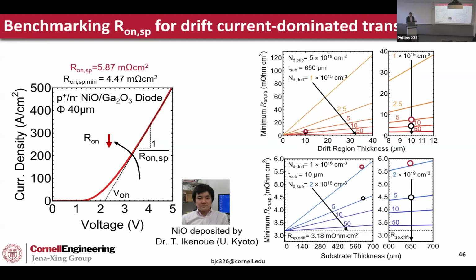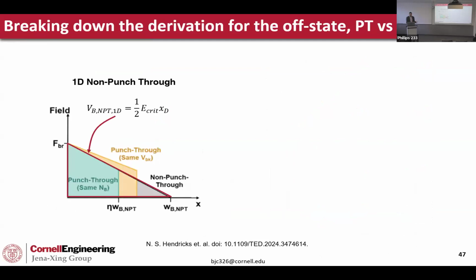We can also then look at reverse bias and ask, where do these assumptions come in? In the non-punch-through case, the electric field profile is just a triangle, and as I described in the derivation for BFOM, you can assume that in the non-punch-through case, the breakdown voltage is just half E crit times XD, the depletion width.